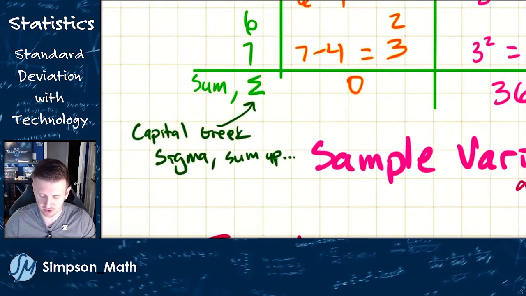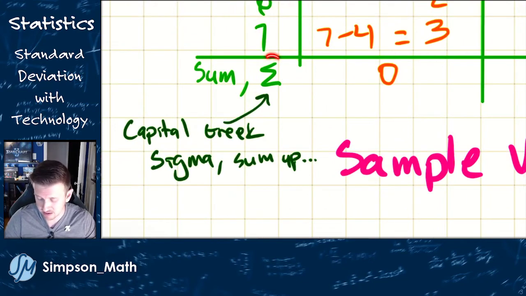Here's what I said earlier. It's that capital Greek letter. This symbol means sum up, and it's capital sigma. It is important to note that it's capital, because in just a second in this very video, you're going to learn about lowercase sigma. So capital sigma is sum up. It does look like an E, but actually really is the equivalent of our Latin letter S.